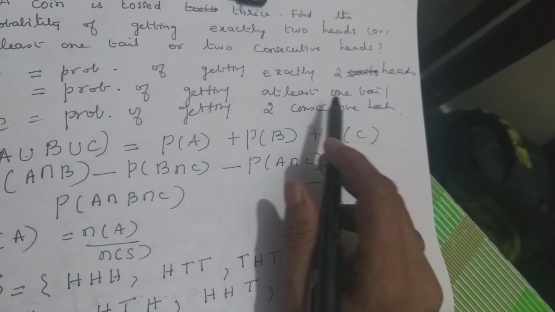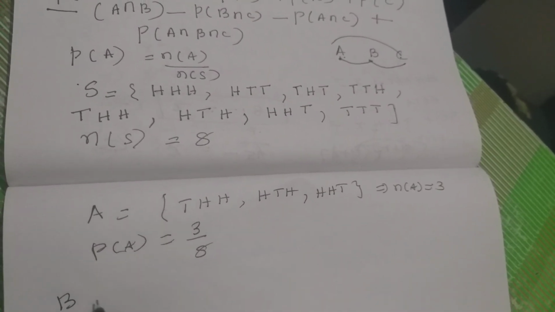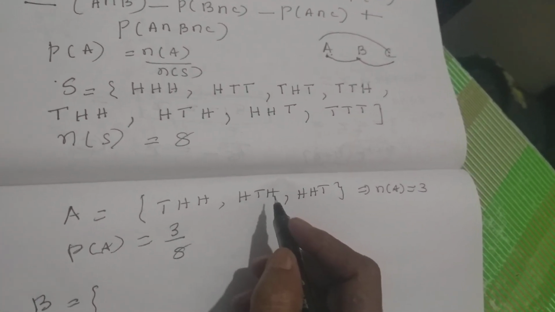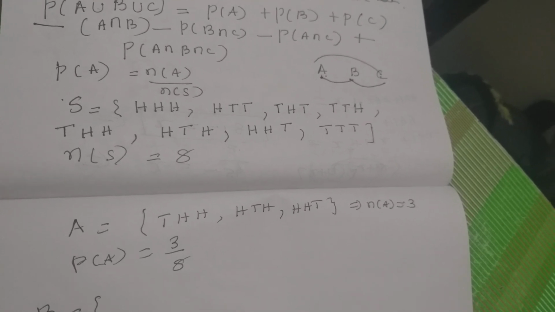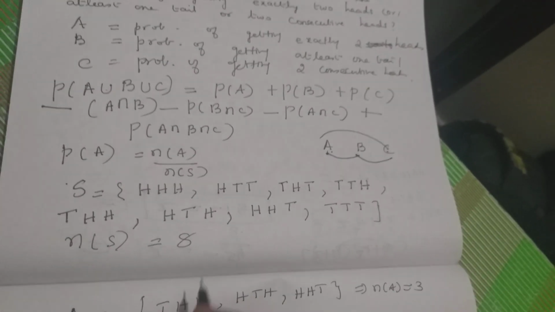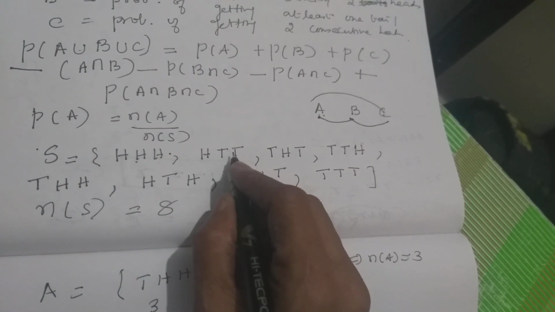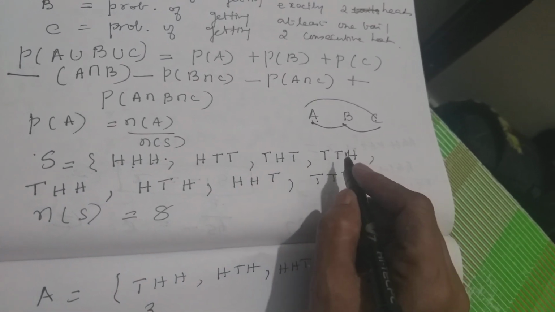Now your next condition is given. B is the probability of getting at least one tail. So we have to find B. At least one tail means, remember the word, it can be more but not less. It can be one tail or two or three. So what things are coming here? Here no tail at all, so this won't come. Here this will come because one tail is there. Here two tails, so we can take this.